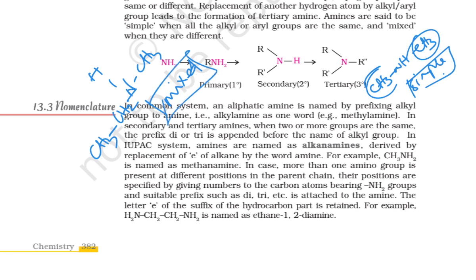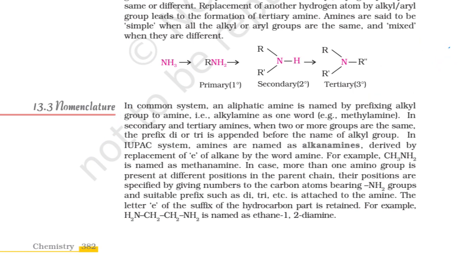This is going to be your mixed amine. Have you understood? Okay, so when it comes to nomenclature in the common system, an aliphatic amine is named by prefixing the alkyl group to amine. So alkylamine as one word. In secondary and tertiary amines, when two or more groups are the same, the prefixes di and tri are appended before the alkyl group. Okay, so the IUPAC name is alkanamine, right?